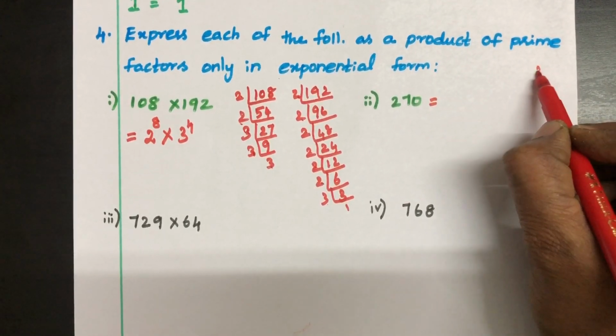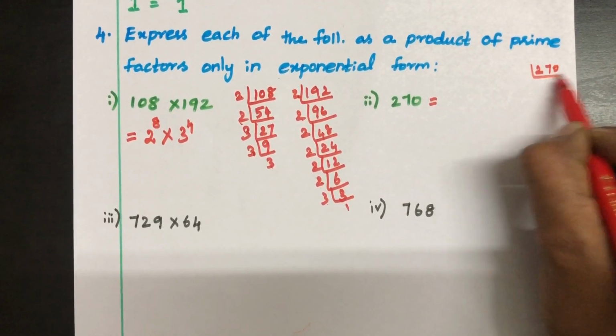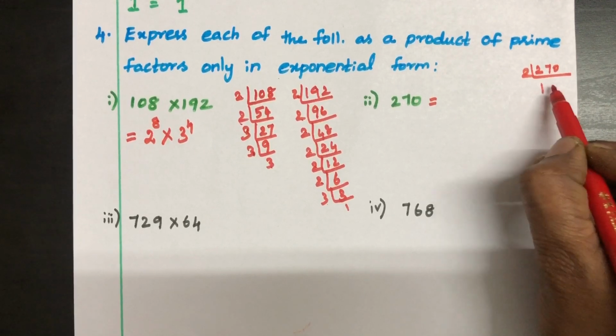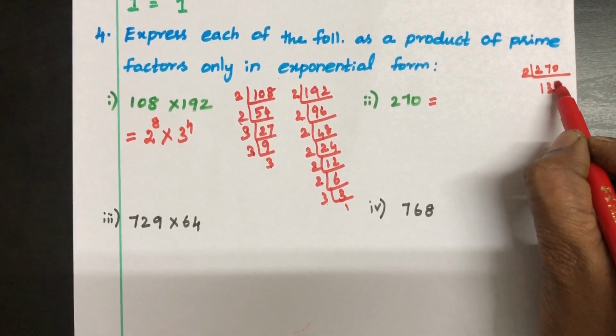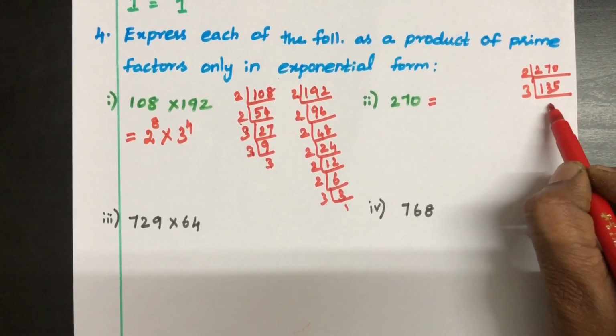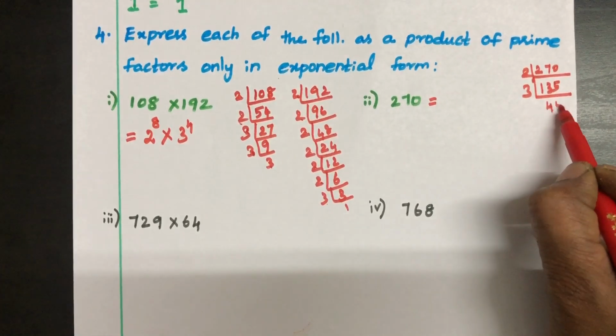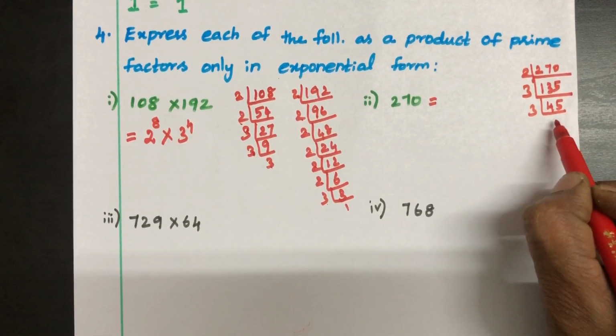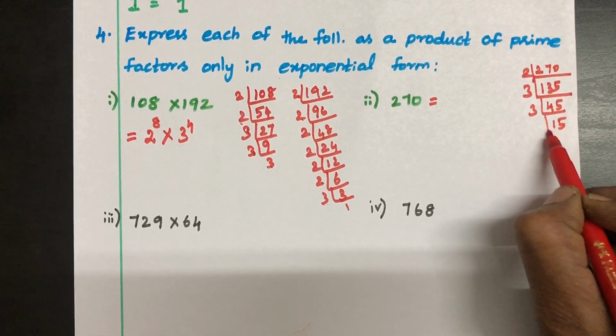270. How to do 270? 270 means 2 can divide this, 1, 3, 5. 3 can divide this, right? How many times? 4, 5. Again 3 can divide this. 1, 5.